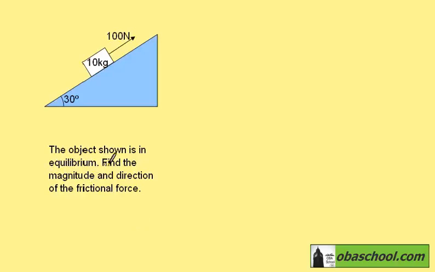The object shown is in equilibrium. We want to find the magnitude and direction of the frictional force. We can now consider the forces acting on the object. We have the weight 10G acting downwards, the normal reaction force, which is perpendicular to the surface.